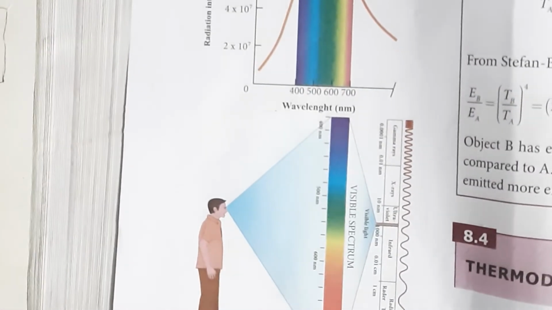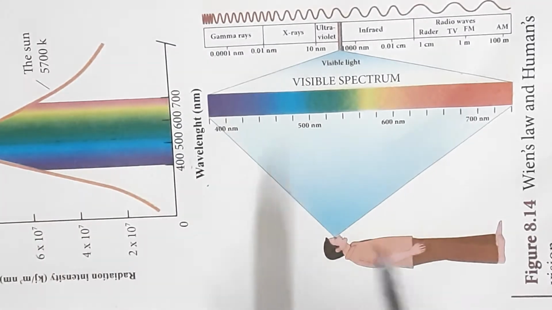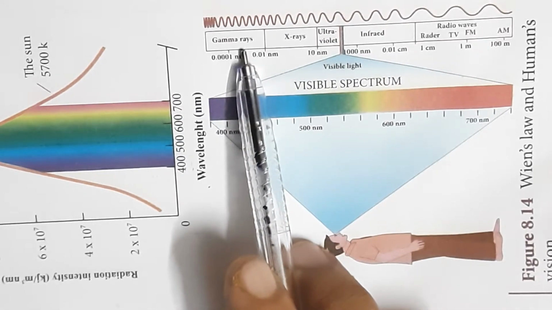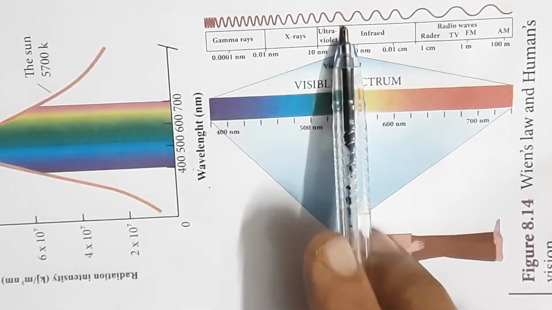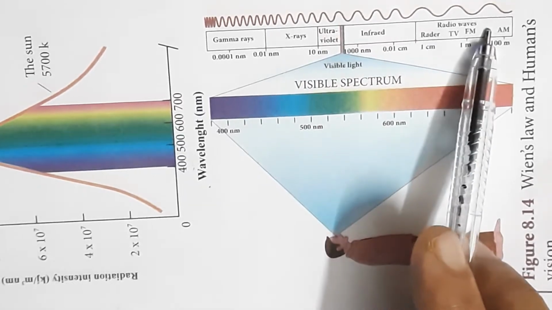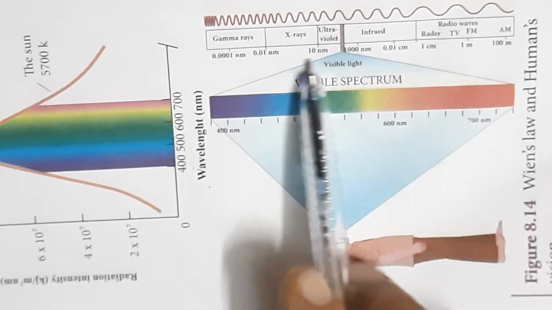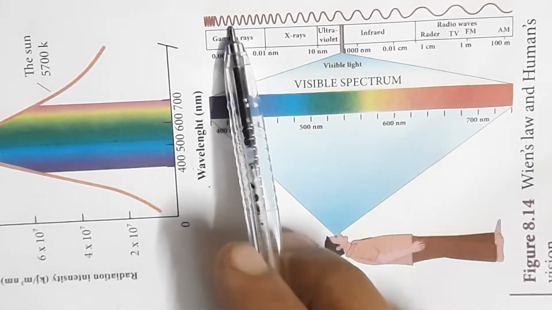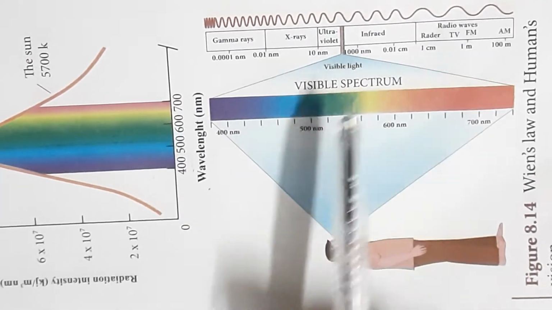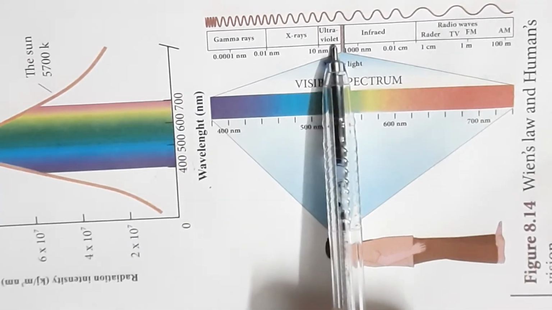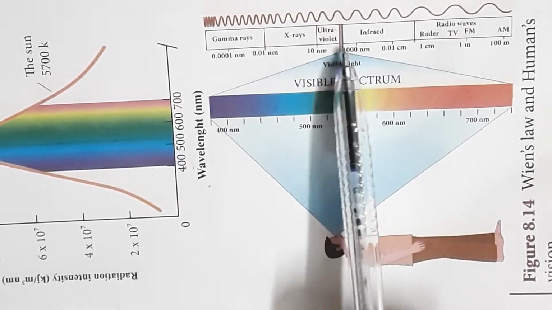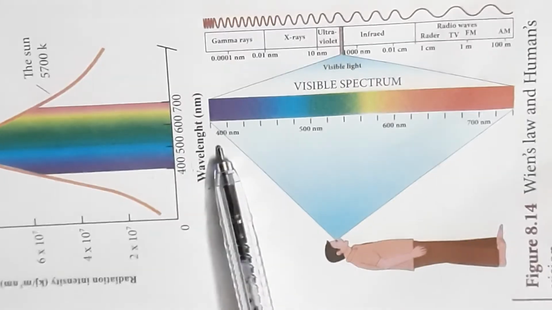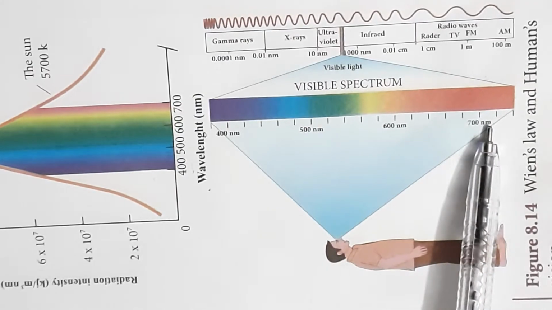Look at this figure. This shows the frequency: gamma rays, X-rays, ultraviolet, visible light, infrared, radio waves, and here the wavelength is given. Wavelength increases to this side, and on the other side is high frequency; frequency decreases. These wavelengths we cannot see. Only this area we can see, which is known as the visible spectrum, of the order of 400 nanometer to 700 nanometer.